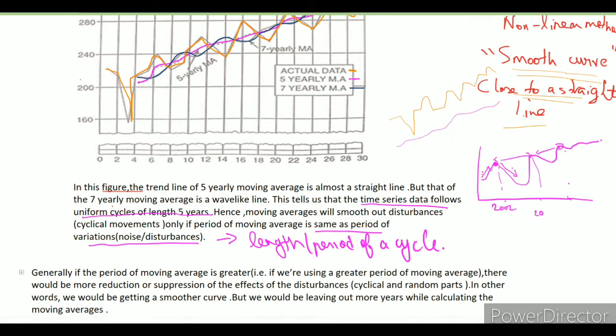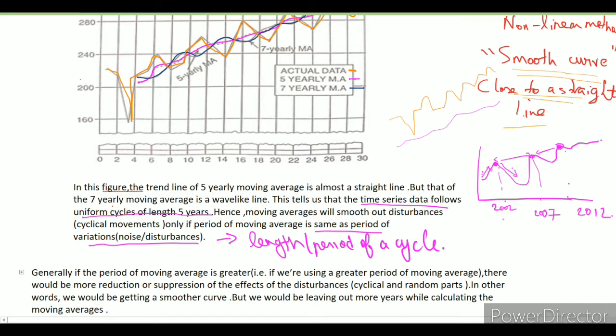Now the reason we get a smooth curve when we use a 5-year moving average is because the moving average period is equal to the length of the cycle, which means we get something like this. Here we have, as I've said before, the distance between two peaks gives us the length or period of a cycle, or the length or period of variations. So if you look here, a peak occurs at the year 2002, 2007, and 2012.